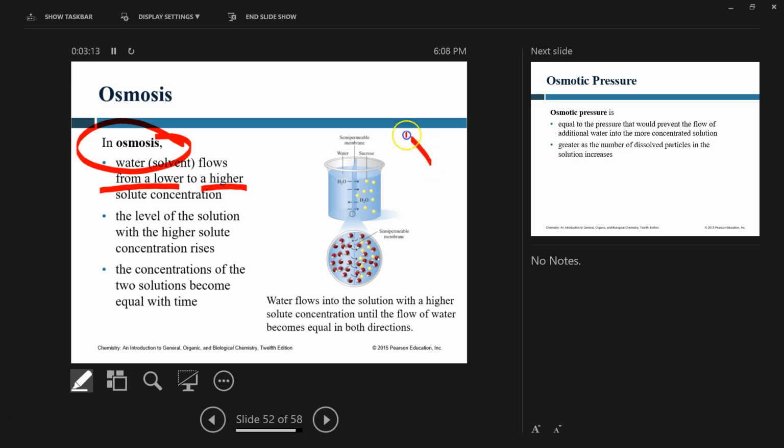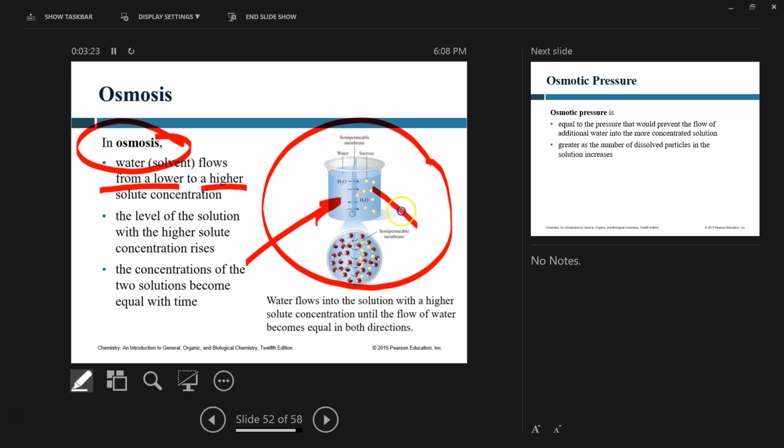So if you would look at this beaker right here, you see that on the left side of that beaker, there are no solutes. And on the right side, there are some solutes. That makes sense? So the right side of the beaker is composed of two types of molecules: molecules of water and molecules of solids. Does that make sense?